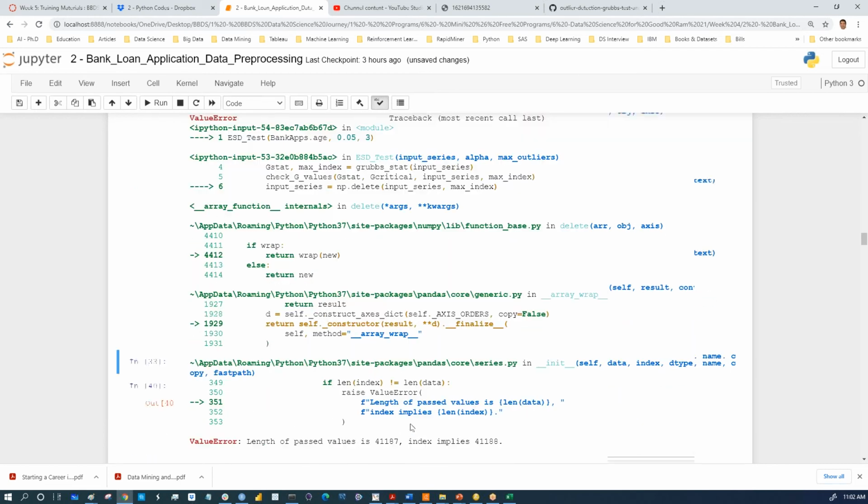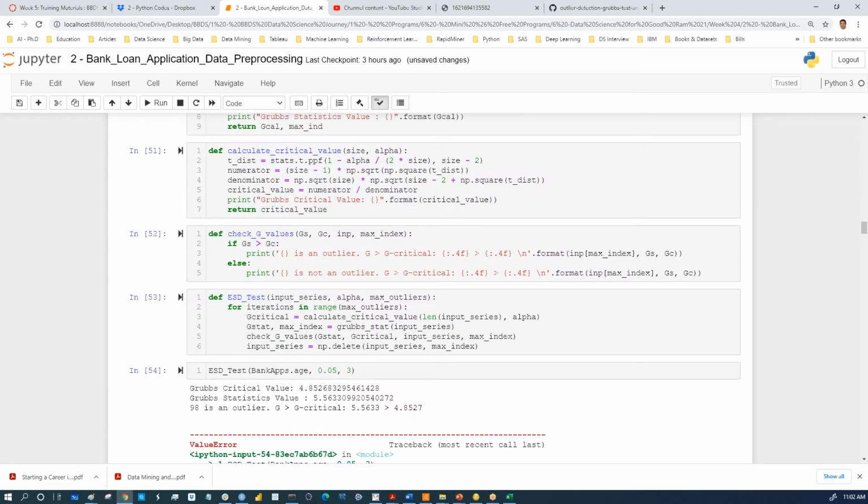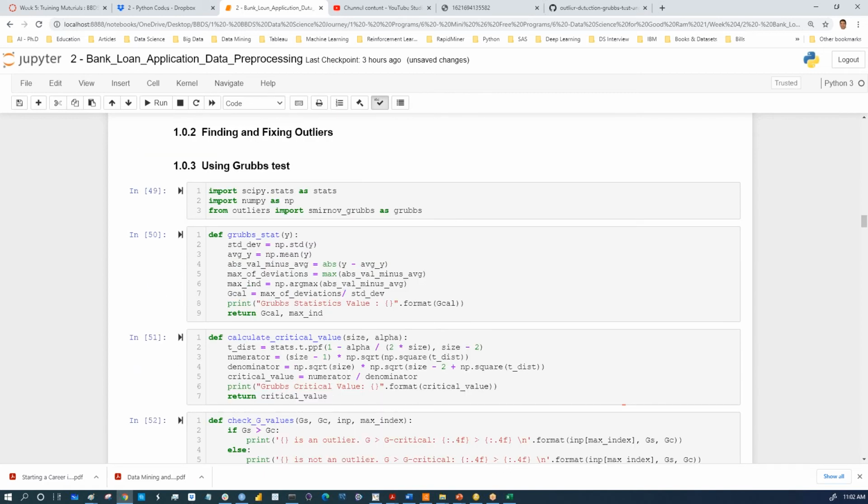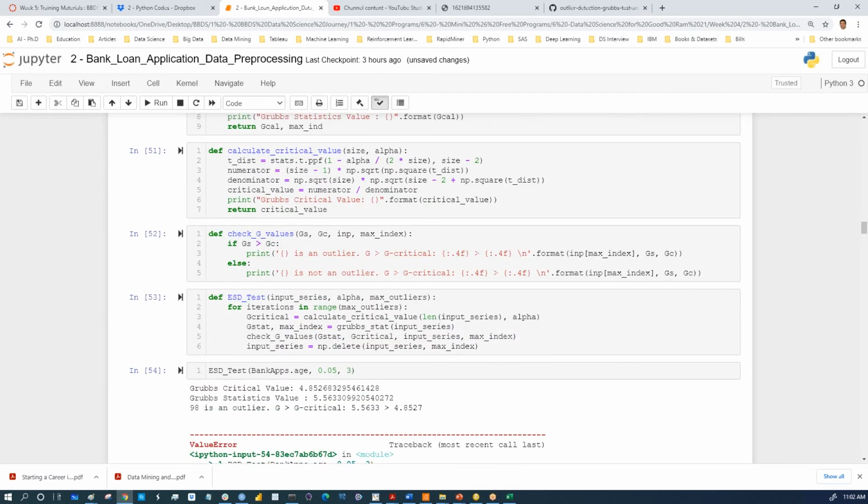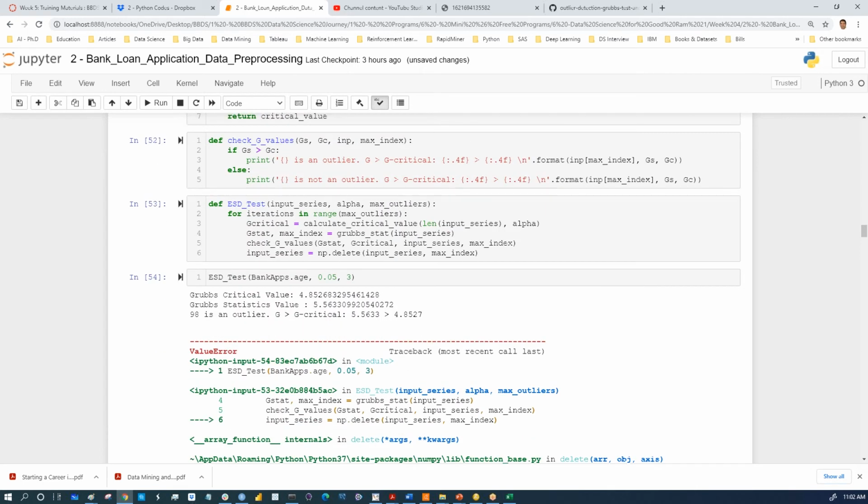Okay, I still need to fix this, but anyway, part of this grabs test is working. I will go through the codes and explain them next session.